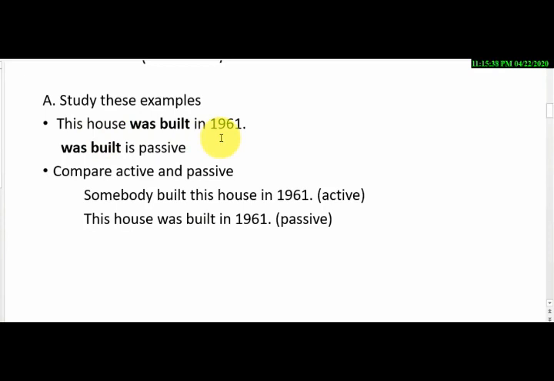1961. So we don't need to know who did this action, who the subject is. It's not important, or it's unknown. Was built is passive. Compare active and passive. Active voice iyo passive voice aan isbarbar dhigno.